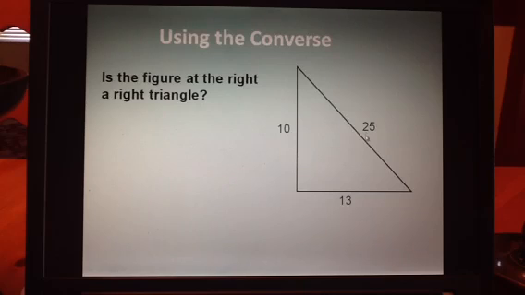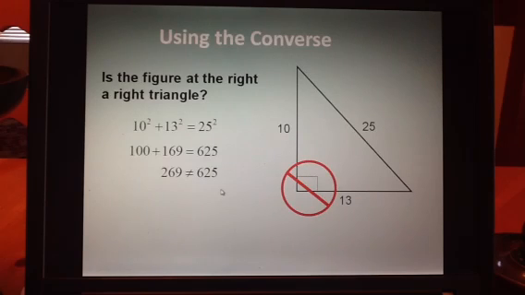What's important is that your longest side, your biggest number, always goes in for C. The other two, it does not matter, A and B. So, 10 squared plus 13 squared equals 25 squared. That one has to be C. When you go to work this out, you get two different numbers on both sides. Well, that means if it does not work in the Pythagorean theorem, it is not a right triangle. So the answer is no.